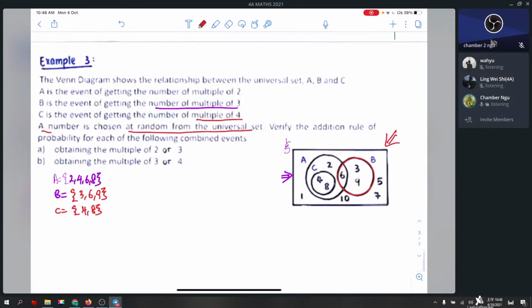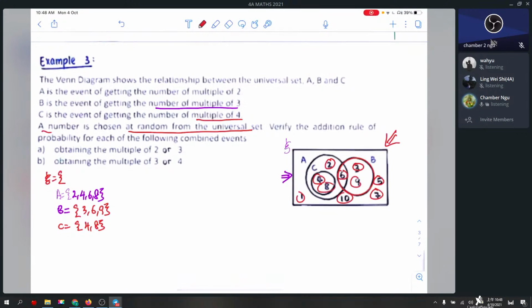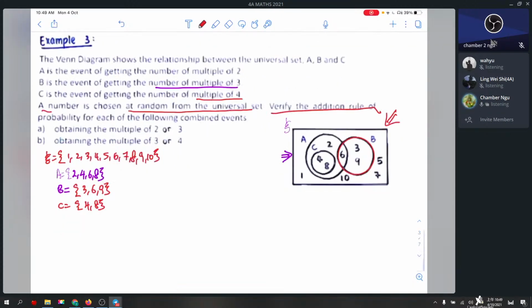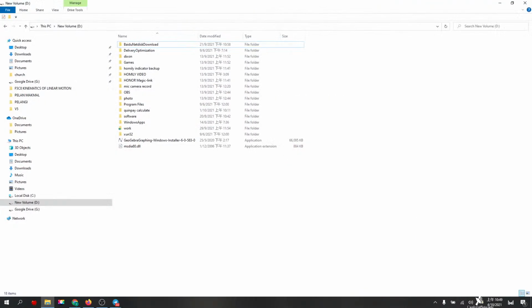Maksudnya satu nombor akan dipilih di sini. Okay, before that, how many number in the universal set? So kita tulis dulu lah, kita tengok. So we have 1, 2, 3, 4, 5, 6, 7, 8, 9, 10. Okay, we have 10, number 1 until 10 now. Right? So verify the addition rules. Syarat tambahan probability of each of the following combined event. Okay, sekejap.